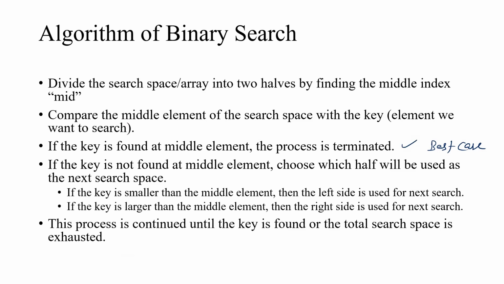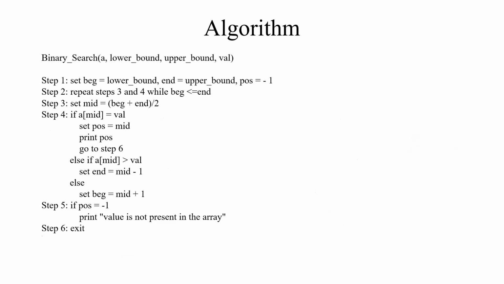Now you already understood how we are going to write the pseudocode. Here, binary search is the name of the algorithm, or function, where we have the array, the lower bound and upper bound of the array, and the value which we want to search. Step 1: we set the beginning and ending values, or low and high. Lower bound is your beginning and upper bound is your ending. And one more thing we set: POS is equal to -1.